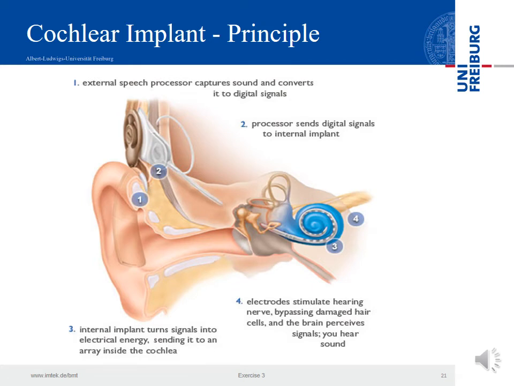This is how it is implanted. The electronics is placed in a small hole that's ground into the temporal bone, and then a hole is drilled to enter the round window here, and the electrode is inserted into the cochlea.